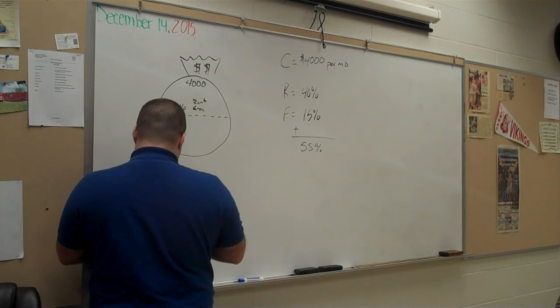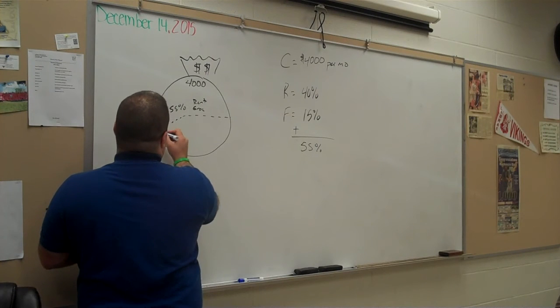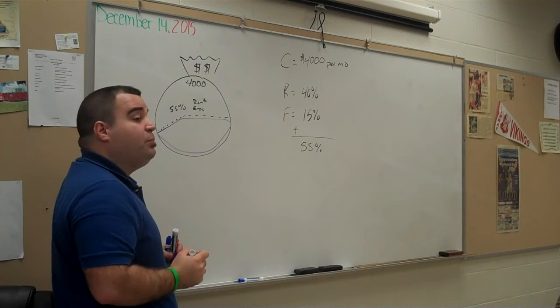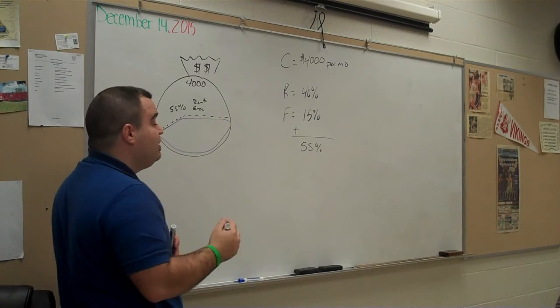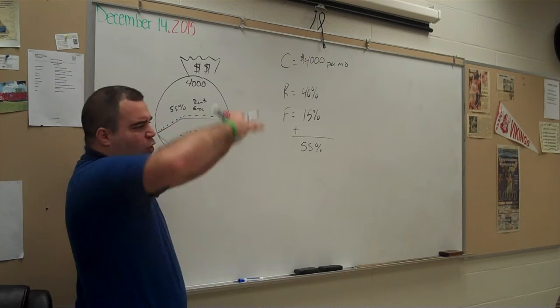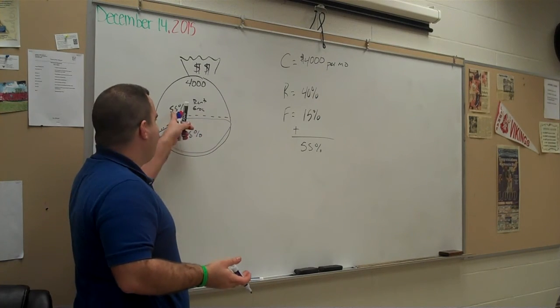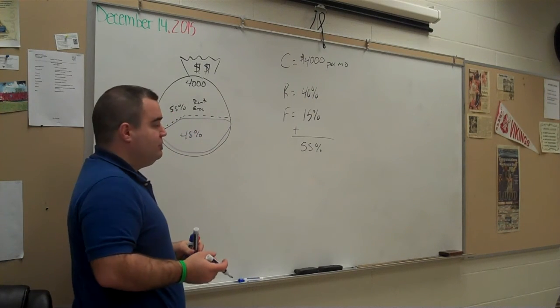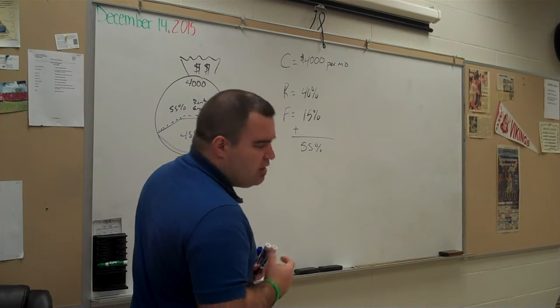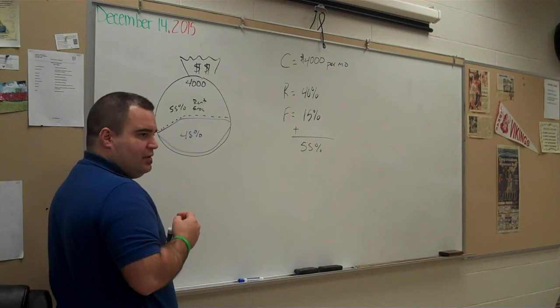We want to know, how much does she have left? What percentage of her pay does she have left? 45%. That was pretty easy. You just take the whole pay, 100%, and subtract out what she has to get rid of. So she has 45% left, but the question states, how much money does she have?